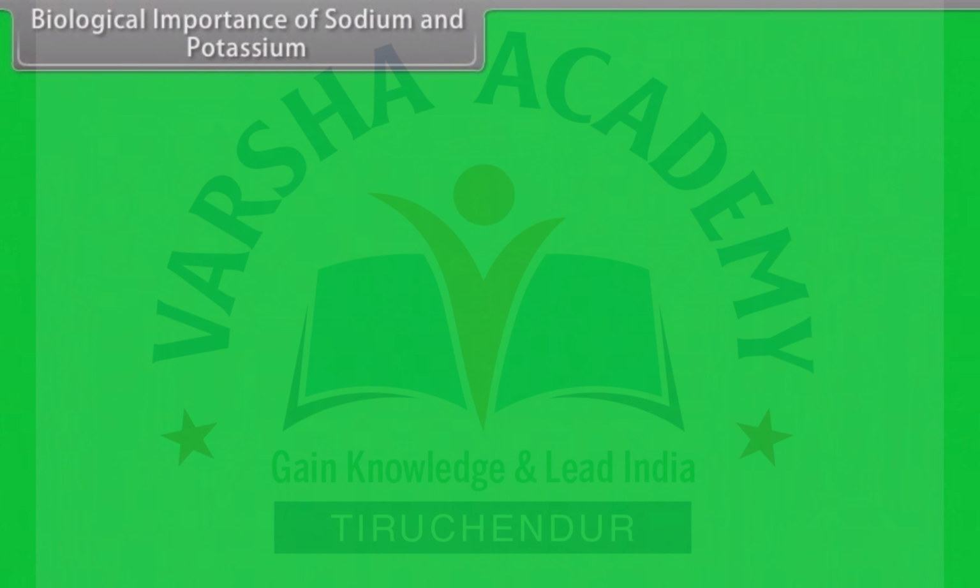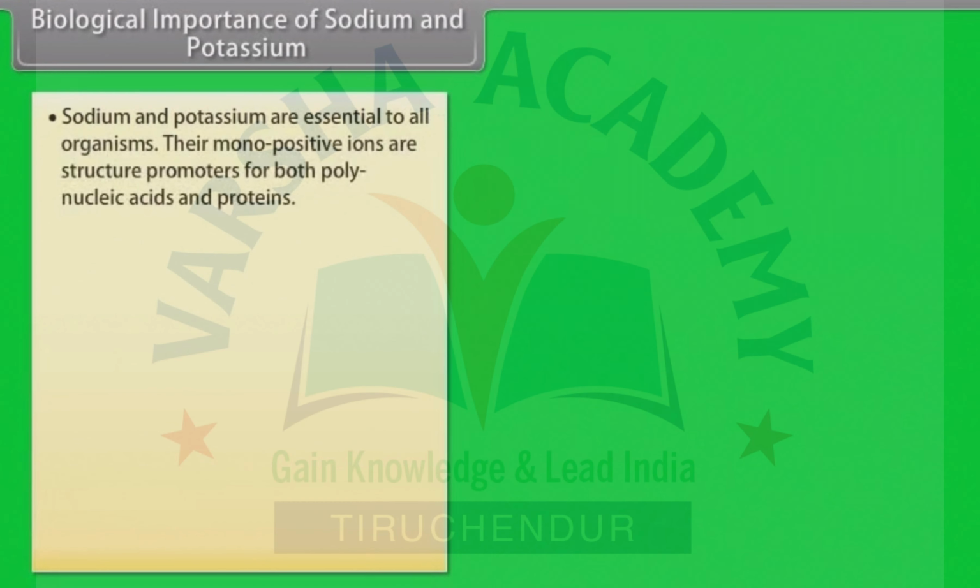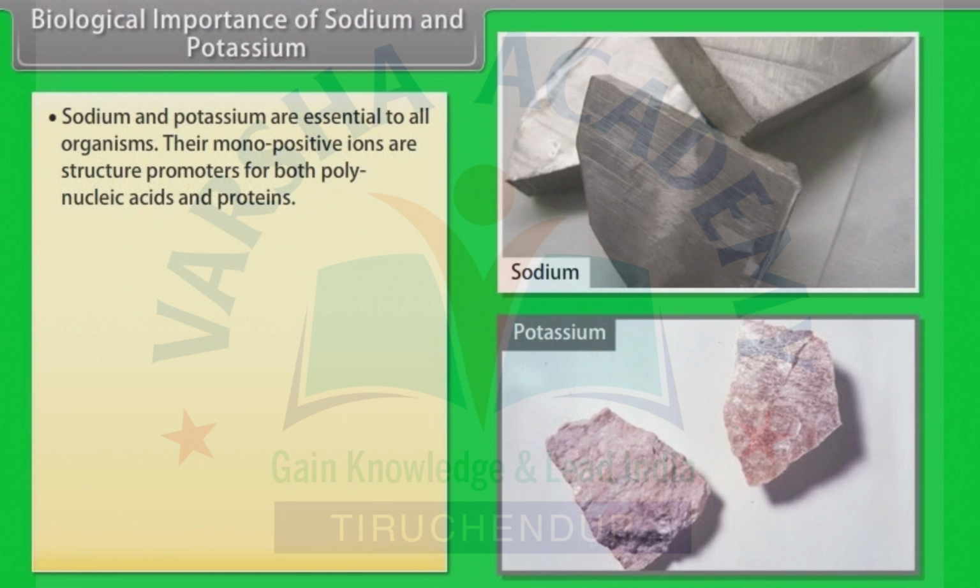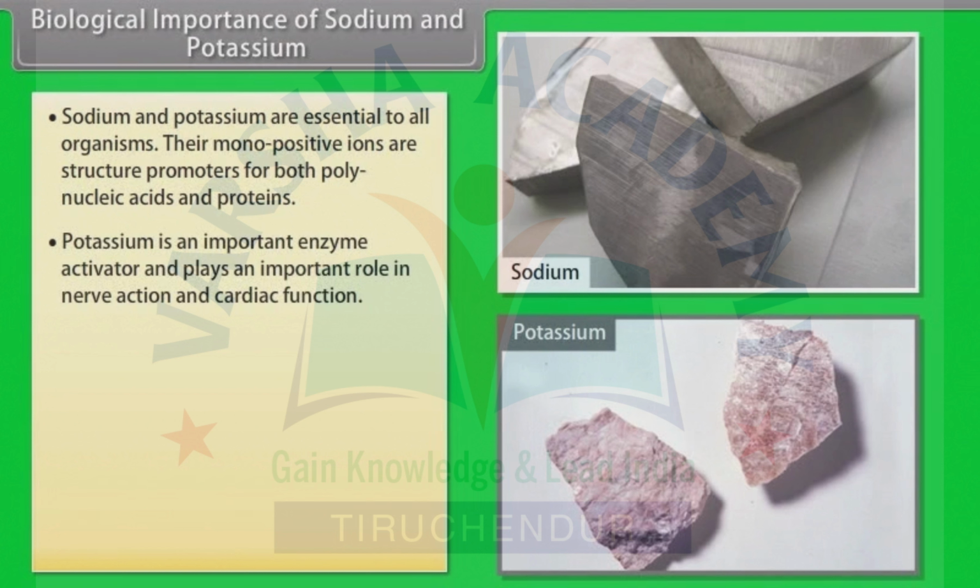Biological importance of sodium and potassium. Sodium and potassium are essential to all organisms. Their monopositive ions are structure promoters for both polynucleic acids and proteins. Potassium is an important enzyme activator and plays an important role in nerve action and cardiac function.